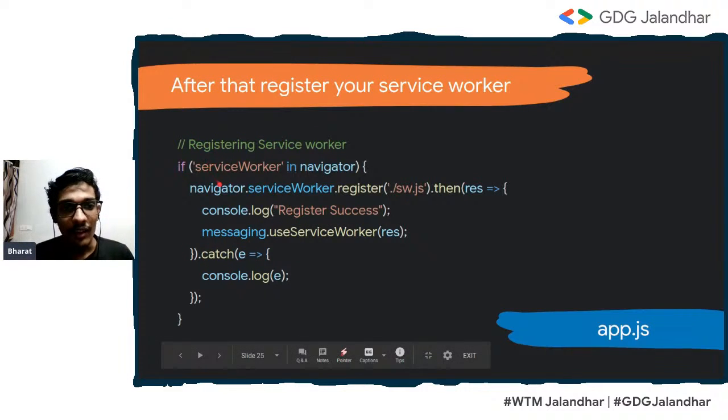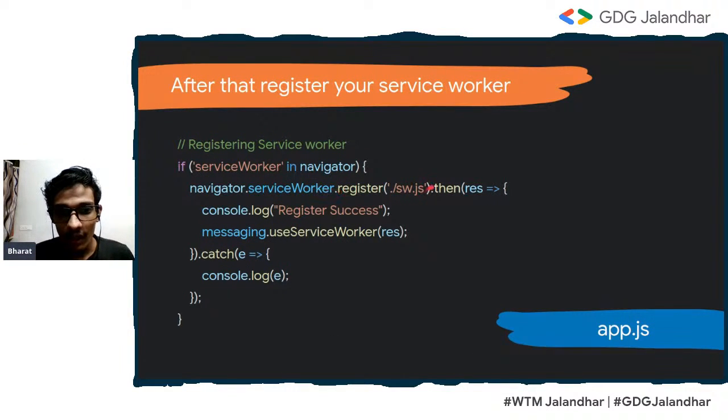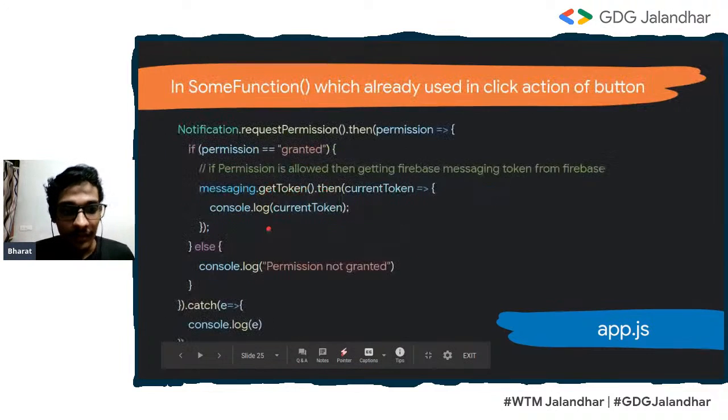We are just checking whether the service worker is present in that browser. If it is present, then we register the service worker, which is the sw.js file, and then we are just printing. So ignore this file, and then we are registering. We are saying, hey Firebase messaging, use this service worker to send the push notifications. We will write some logic to receive the push notification in this service worker file. And if something goes wrong, the catch is there to handle it.